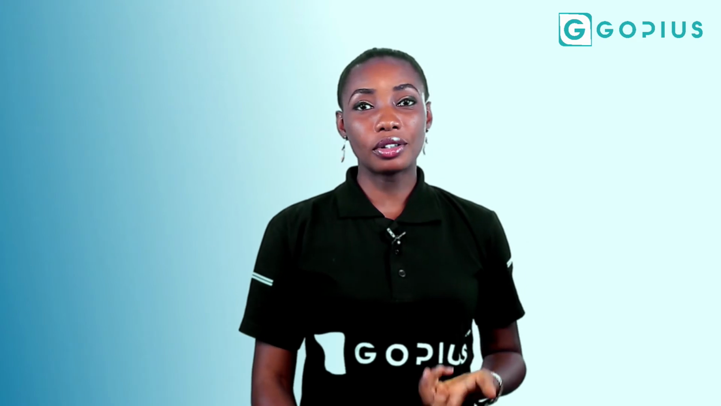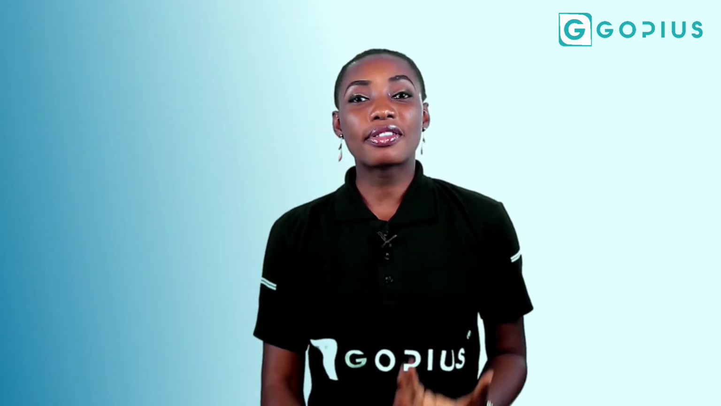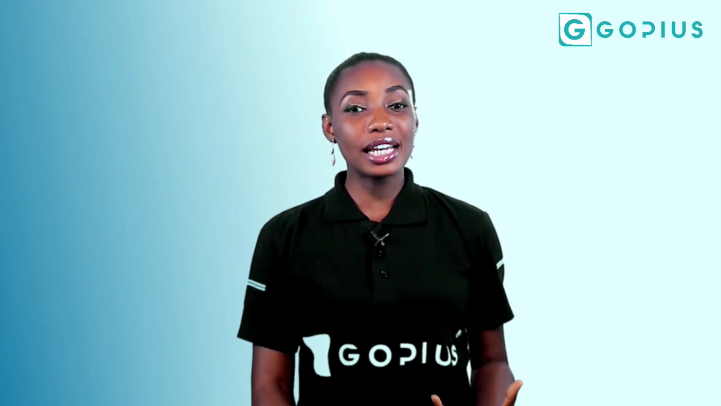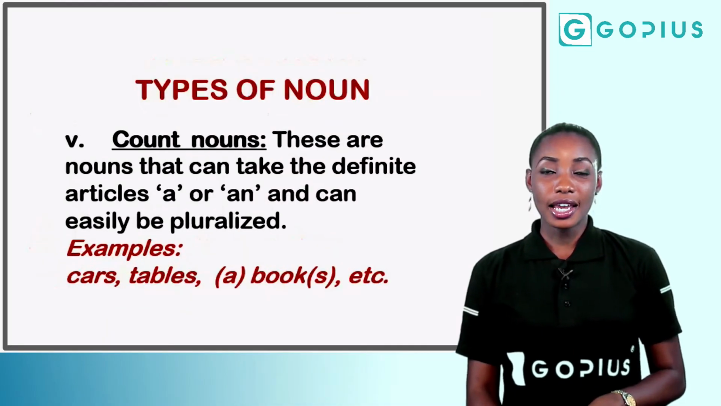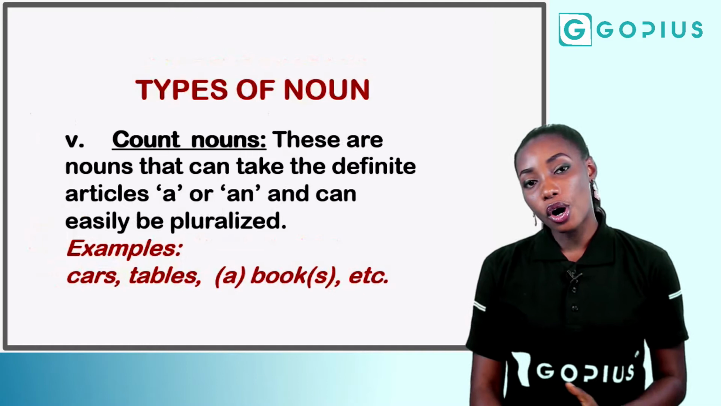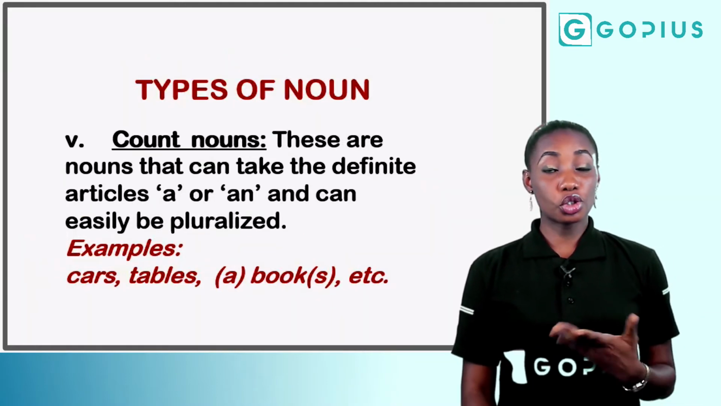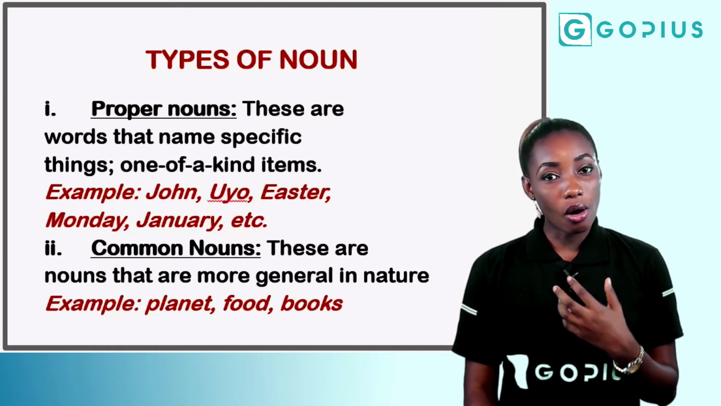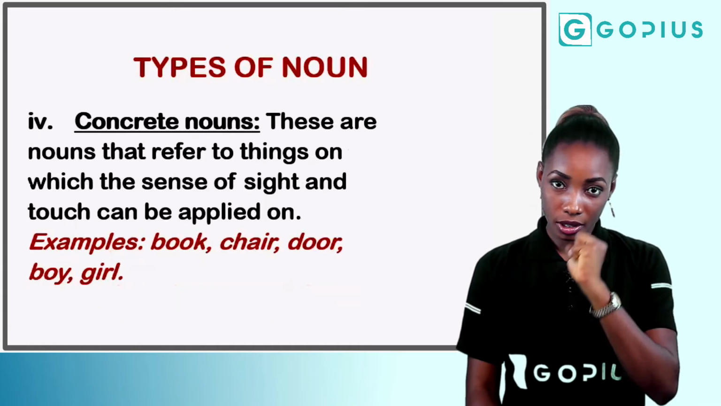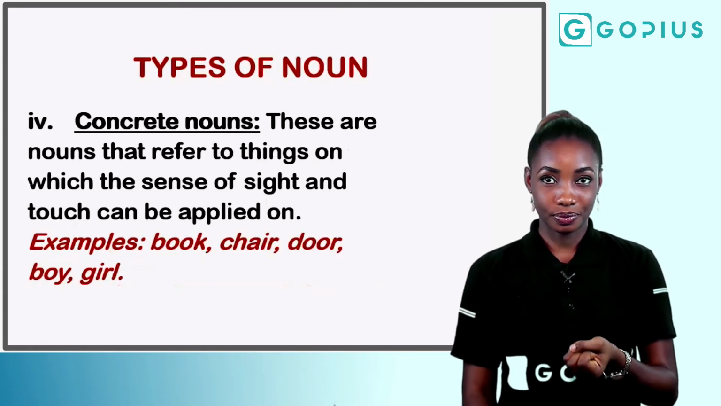The next type of noun is the abstract noun. These are nouns that refer to feelings and experience rather than physical objects. Things like love, hope, happiness, sadness, joy. All of these are felt but cannot be held with the hand.